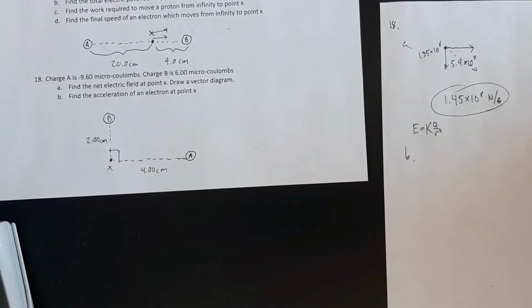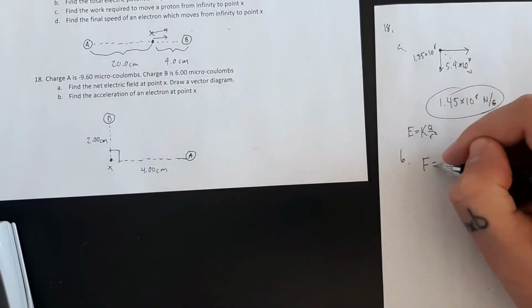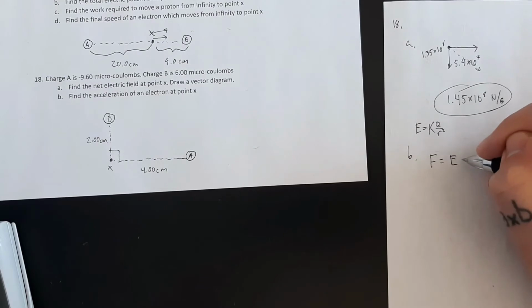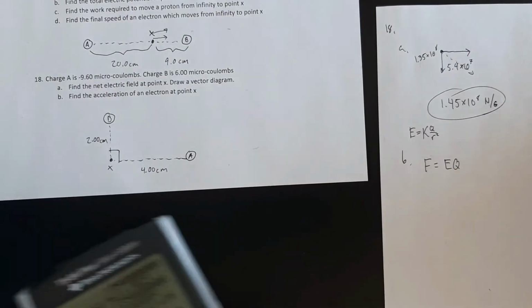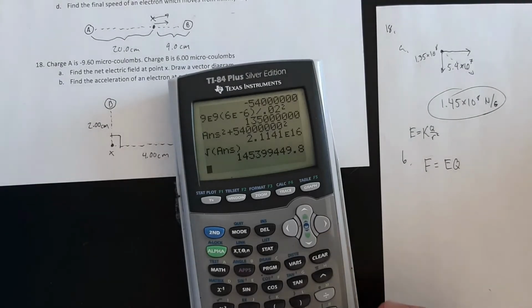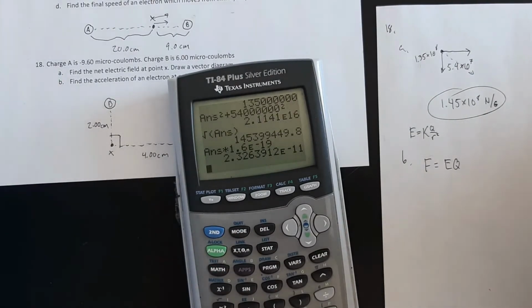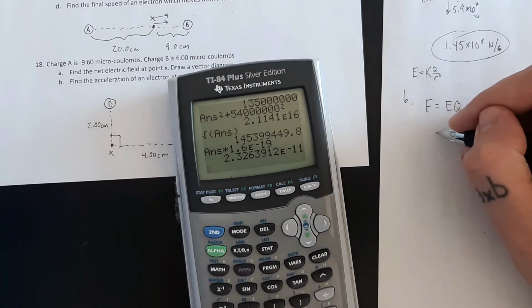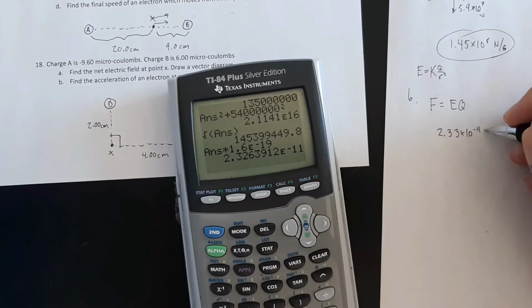B, find the acceleration of an electron at point X. Okay, so we've got our electric field. One thing that will be useful to us if we're looking for the acceleration is the amount of force. So electric force is just your electric field times the charge of the particle that you're putting in, so times the charge of an electron. Okay, so 1.45 times 10 to the 8th times 1.6 times 10 to the negative 19th. Okay, so this thing is exerting a force of 2.33 times 10 to the negative 11th, which seems real small.